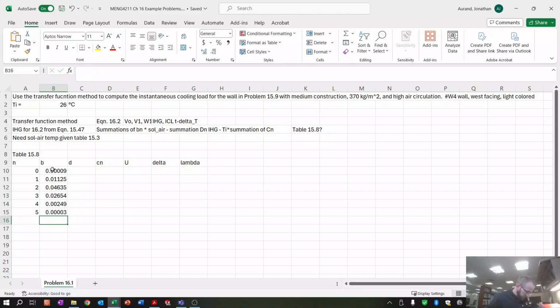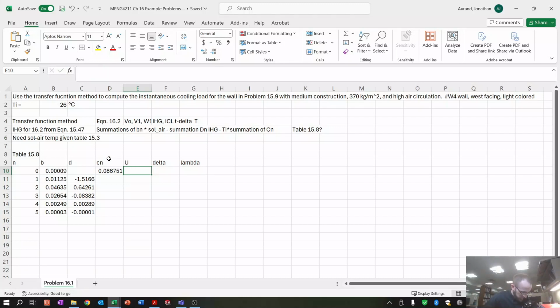0.00003. Alright. And then for D, it starts in 1, so I'm going to put that gap in there, minus 1.5166, 0.64261, minus 0.08382, 0.00289, and negative 0.00001. Alright. And then for a sum of Cn, there's just one of those, so I'm just going to fill that in here. That is 0.086751. I'll grab the U value while we're here.